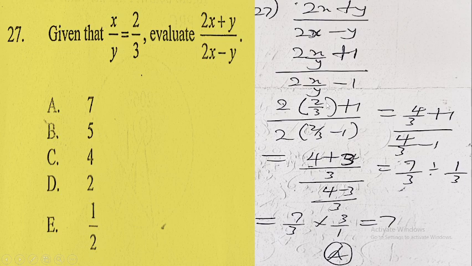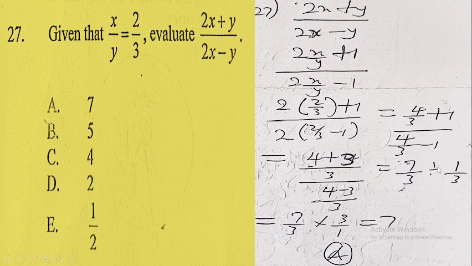So I have 2 into 2 over 3 plus 1, over 2 into 2 over 3 minus 1. Then from there, 2 times 2 will give us 4 over 3 plus 1. 2 times 2 will also give us 4 over 3 minus 1. From there, I can find the LCM here, which is 3, and that will give us 4 plus 3 over 3. Also, you can find the LCM here, which is also 3. That will give us 4 minus 3 over 3.